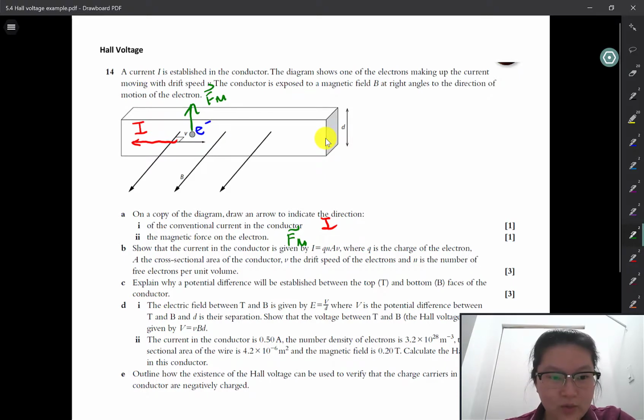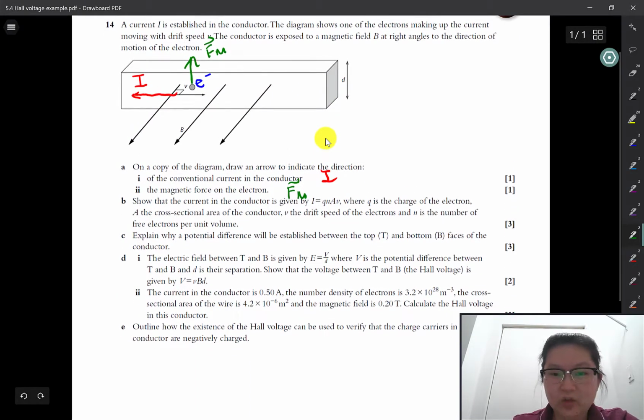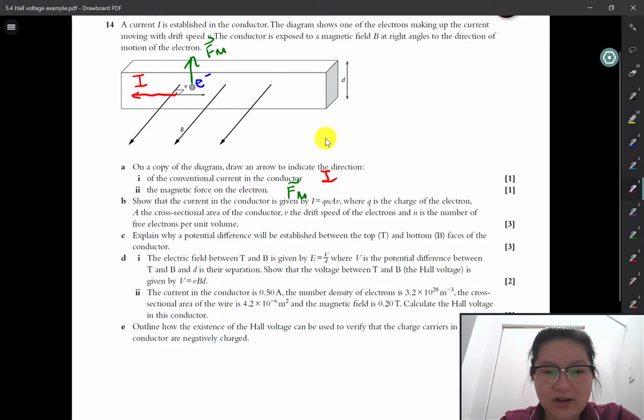So B, we're done A now. On to B. Show that the current in the conductor is given by I equals QNAV, which I'll do down here. Q is the charge of the electron. A is the cross-sectional area of the conductor. V is the drift speed of the electrons. And N is the number of free electrons per unit volume.